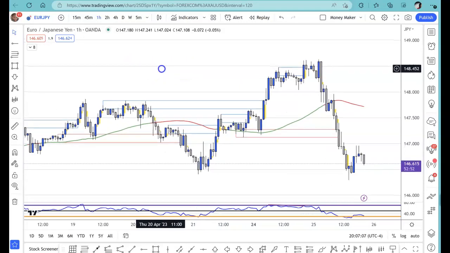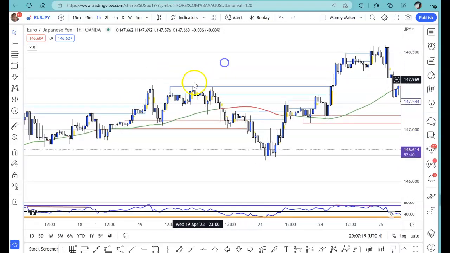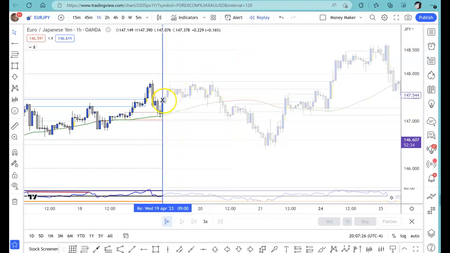So just remember the steps. Step one is you're going to look for a box. And step two, you're going to go ahead and identify your breakup structure. So let's go back to this trade I took last week so I can show you how I could have done a better job at tweaking my entry.